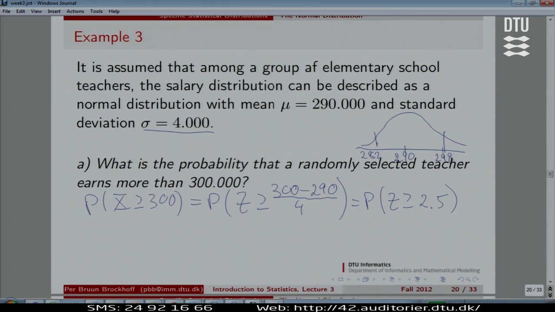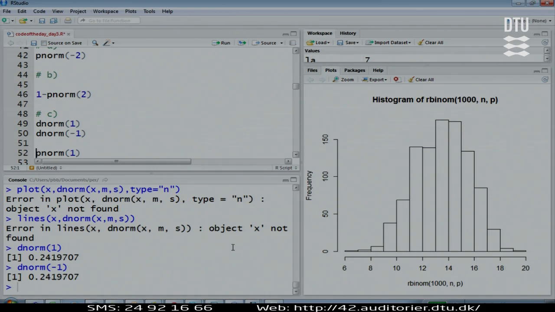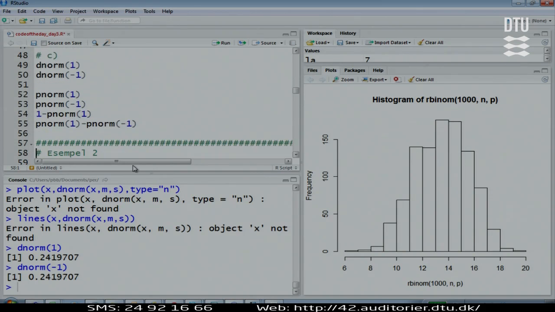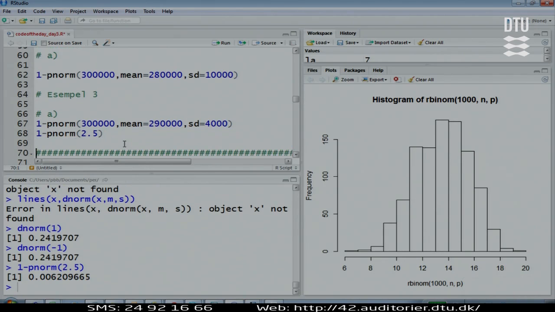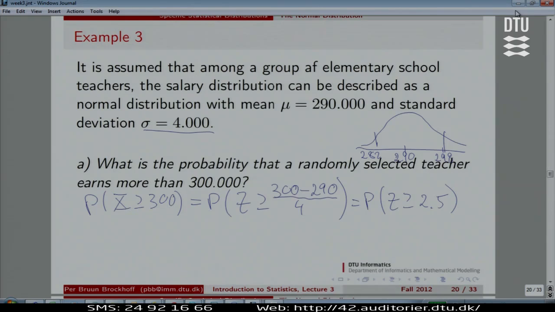Let's find the number. Here it is. 1 minus p norm, 2.5. That would be the way I have phrased it. I've transformed it to the standard normal. So let's find the 1 minus p norm. It's only 0.6%. 0.0062.